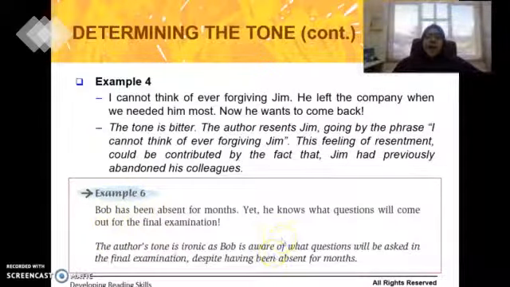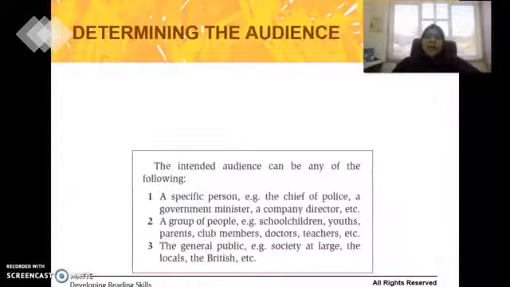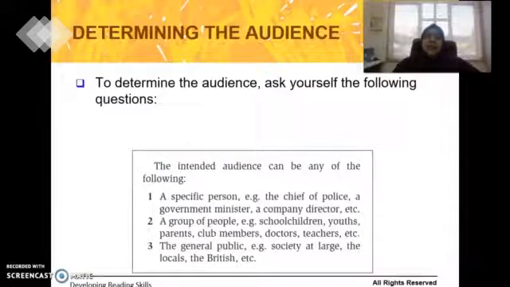Bob has been absent for months, yet he knows what will come out for the final exam. The author's tone is irony, as Bob is aware of what question will be asked in the final examination, despite having been absent for months. Irony is cynical. All right, the next one is to determine the audience.